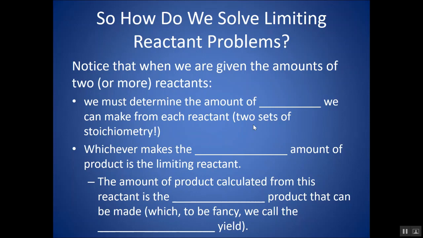So how do we solve these limiting reactant problems? We are going to take each starting amount of reactant and turn it into the amount of the same product. And then we're going to compare these two amounts of products. Whichever makes the least amount is the limiting reactant. And the amount of product calculated from this reactant is the maximum product that can be made. And to be fancy, we call this the theoretical yield.